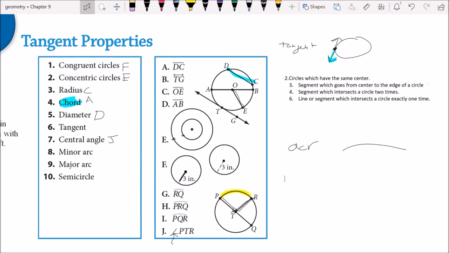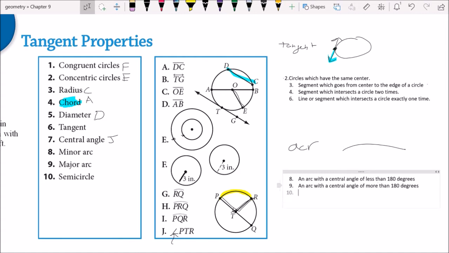So number 8. Number 8 is an arc with a central angle of less than 180 degrees. Okay, minor, as in it's smaller. Okay, number 9, same thing. In fact, it's so similar, I'm going to copy paste, but what do you think the difference is? This one, it's an arc of more than 180 degrees.